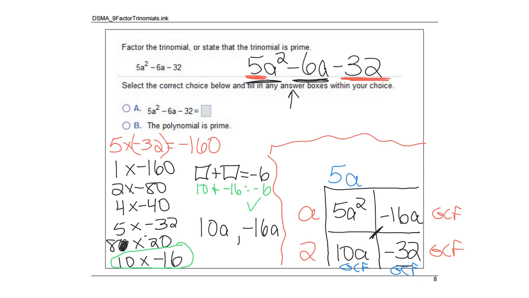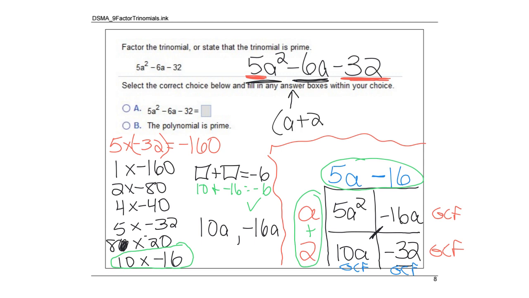The second column, the first term's negative, so I know I have to pull a negative. And then looks like 16 goes into both of those because 16 goes into 32 twice. And so I would have 16. All right, so now these are my answers. I have a plus 2, and I have 5a minus 16. So let's write that up here. And order does not matter.